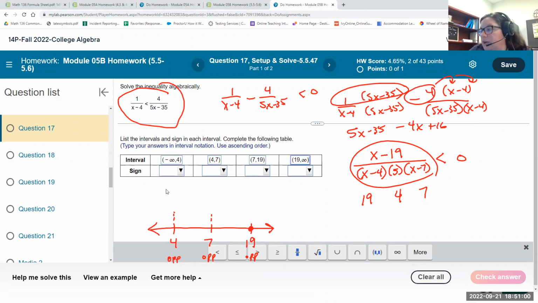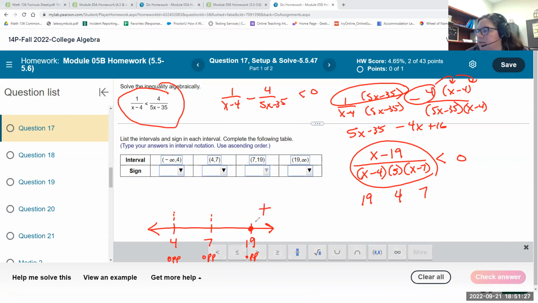And then I just have to figure out, since I know it's going to alternate because none of these factors were squared, I really only need to test one value. And usually the easiest thing is to look at what if x gets big enough. So if x is big enough, what's going to happen? The x minus 19 will be positive, the x minus 4 will be positive, the x minus 7 will be positive. Once I get bigger than 19, everything's coming out positive. So I know that far right piece is positive.